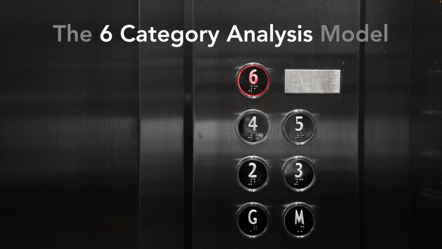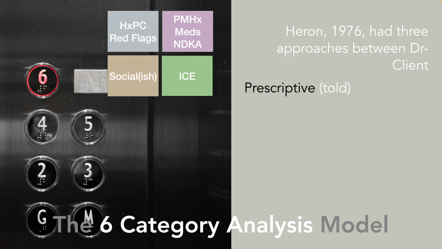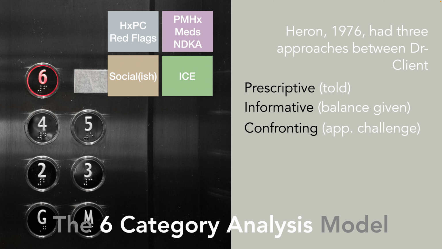Number 3, the 6-category analysis model. So, Heron in 76 had 3 approaches between the doctor and client, right? So, the number 1 was prescriptive. You tell the patient this, you have this, you're getting this, take it, done. The second one is informative. There's more balance given. There's a choice of options. There's a choice of even differentials discussed. And then confronting approach. And this is actually appropriate confronting, okay, so an appropriate challenge to the behavior.